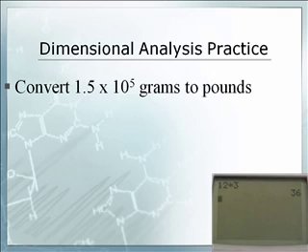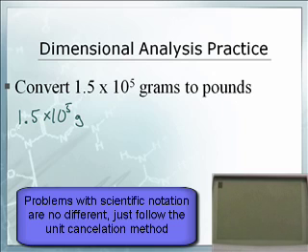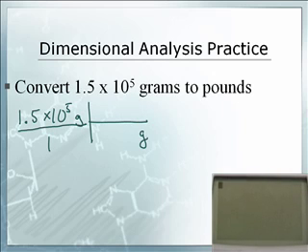How about this? We got a strange one here. 1.5 times 10 to the 5th grams to pounds. G is the unit for grams. I actually know this conversion. I do too. But you're old. You know all that grams to pounds stuff, right? So I put the grams.